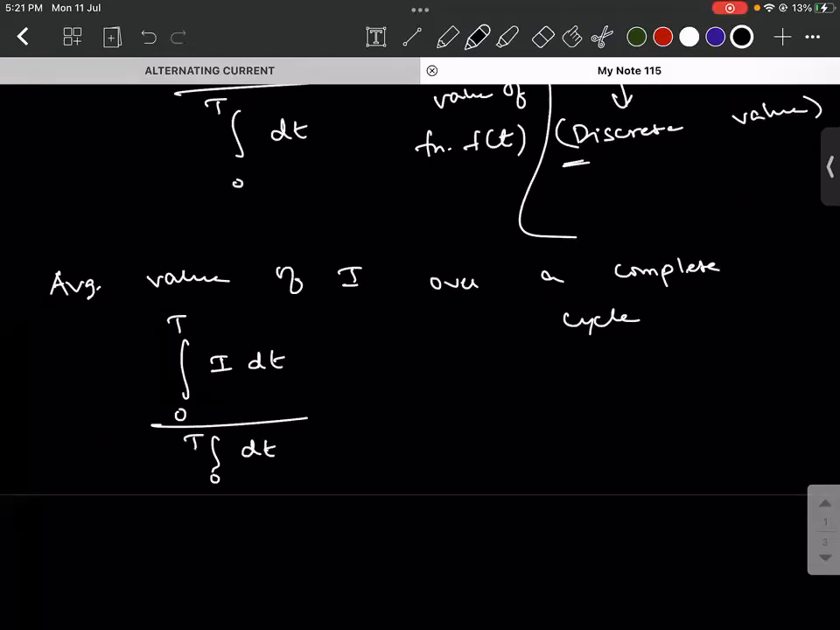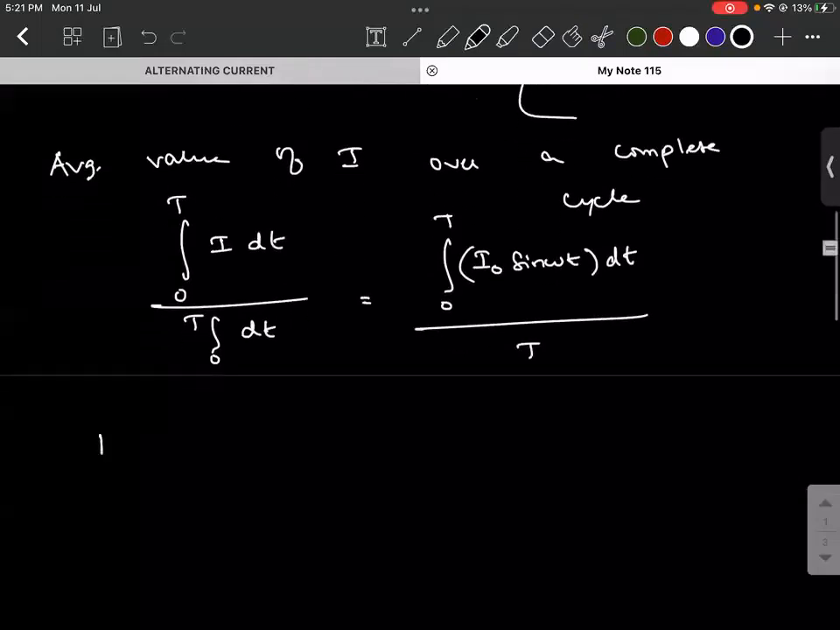In the place of f of t, I replaced it with I because I is also a function of time. So I can write it as integral of 0 to T. What is the value of I? I is I naught sine omega t, dt, the whole divided by capital T, because integral of 0 to capital T of dt is capital T only. I hope you understood the denominator. Am I clear?